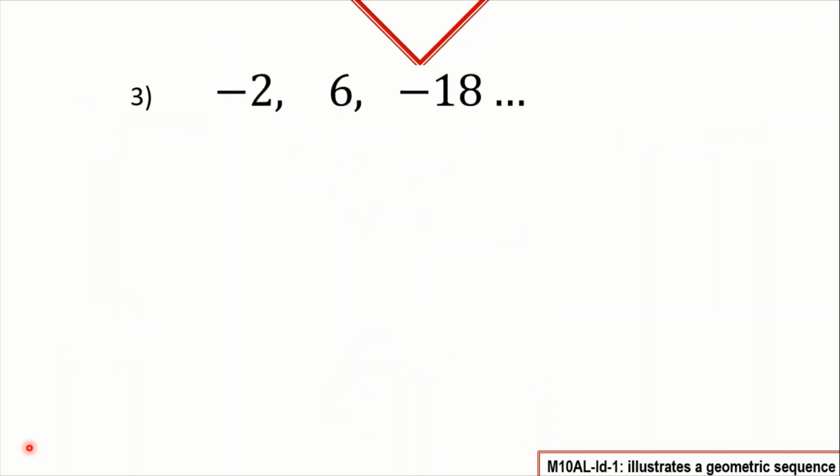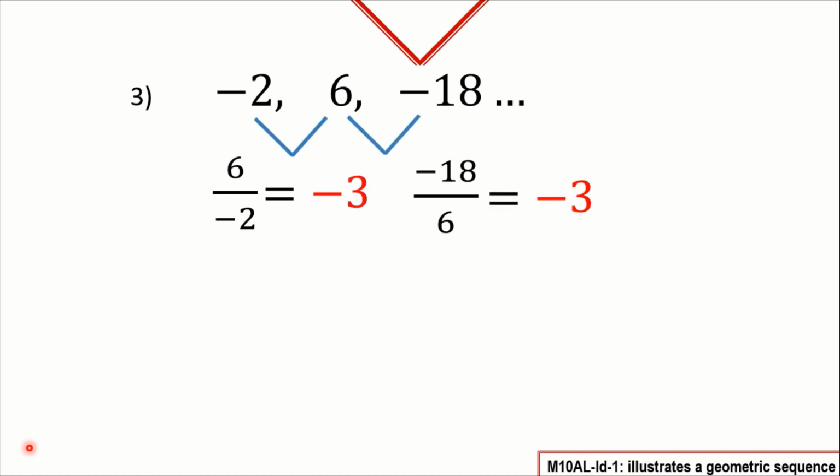Let's have the third example. -2, 6, -18. Now let us find the ratio between two consecutive terms. So we have second term divided by the first term. So we have 6 divided by -2. So pagtandaan, pag nagdi-divide tayo ng two integers with unlike signs, the answer is always negative. So the answer or the ratio here is -3.